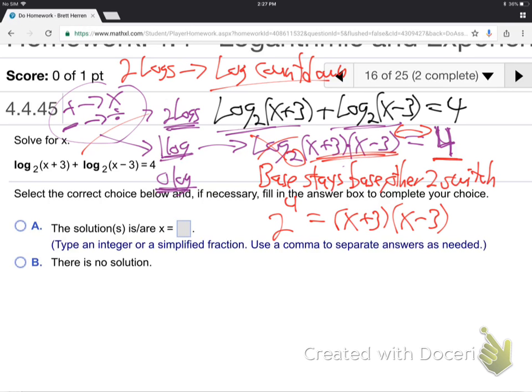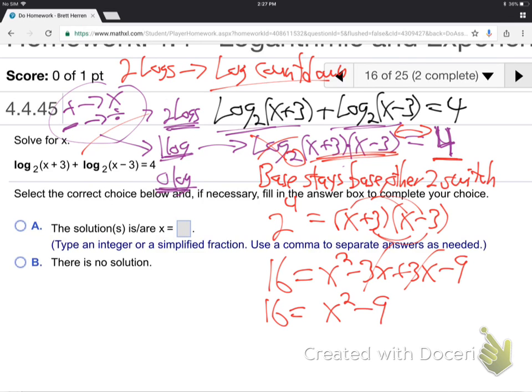Now there's no more logs. So we're out of the logs. We're out of the woods. Sorry, it's a bad pun. So now we can just solve it like normal. It's not easy. 2 to the 4th is 16. That's just 2 times 2 times 2 times 2. This side FOIL: x squared minus 3x plus 3x minus 9. These cancel. Get to there. There's no more logs, so we can just solve it.